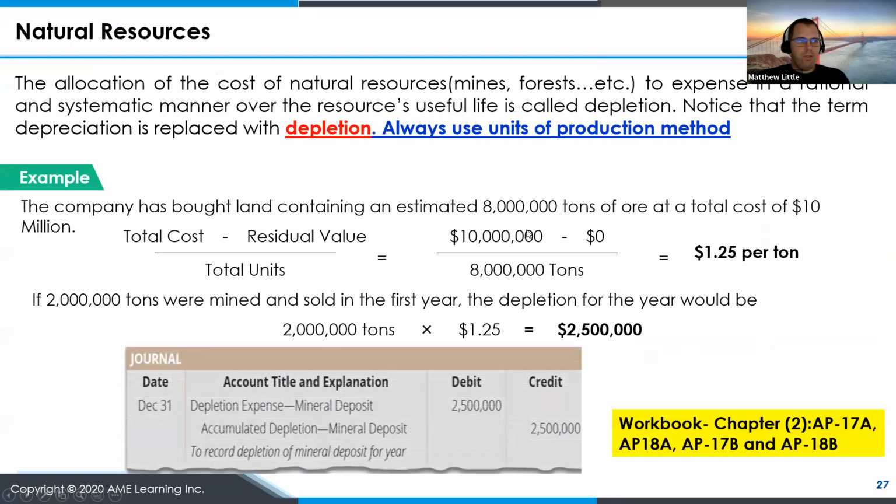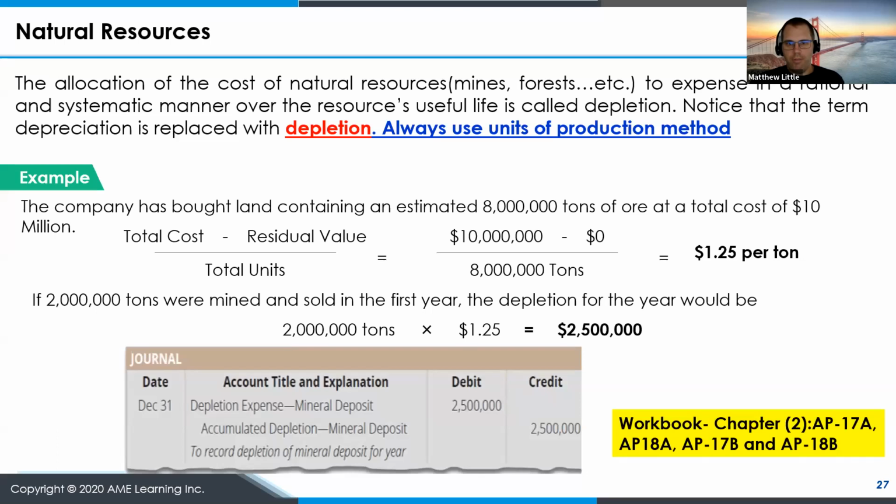All right, we'll move on to natural resources. Obviously, there are many organizations that have forests or mines, et cetera. In this case, instead of using the word depreciation, they typically replace it with the word depletion. They're slowly using up that mine, slowly removing the forest and selling the lumber or whatever that might be. And in this case, we always use the units of production. So we know how many trees, how many acreage, how many tons of ore or silver or diamonds are in that mine, or at least it's a good estimate. So we use the units of production.